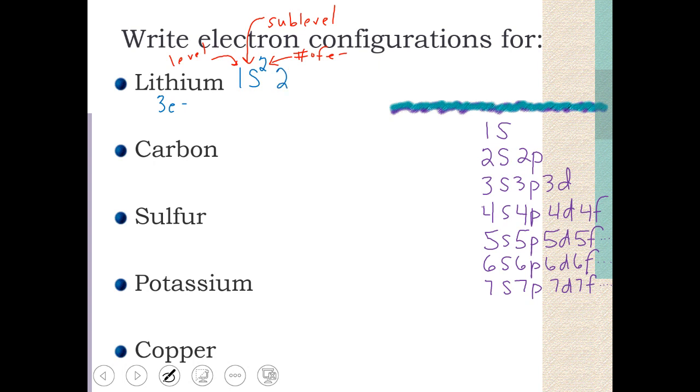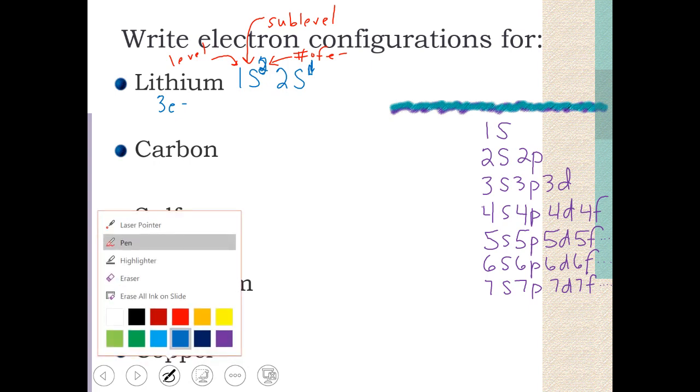Level 2 also has an S sublevel. It can hold a maximum of 2, but remember lithium only has 3 electrons total, so I only need to put a 1 in there. The 2 electrons that are in the 1s and the 1 electron in the 2s, that's my total number of electrons in lithium. And you don't say 1s squared, you say 1s2, 2s1. This is right here the electron configuration for lithium.